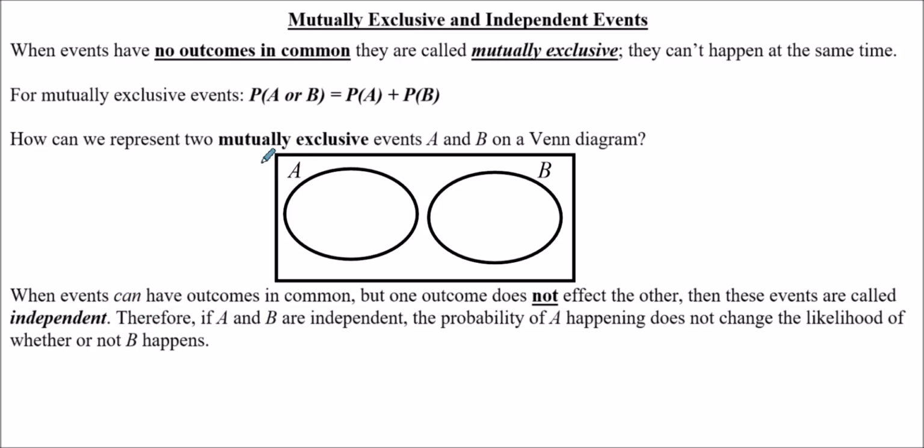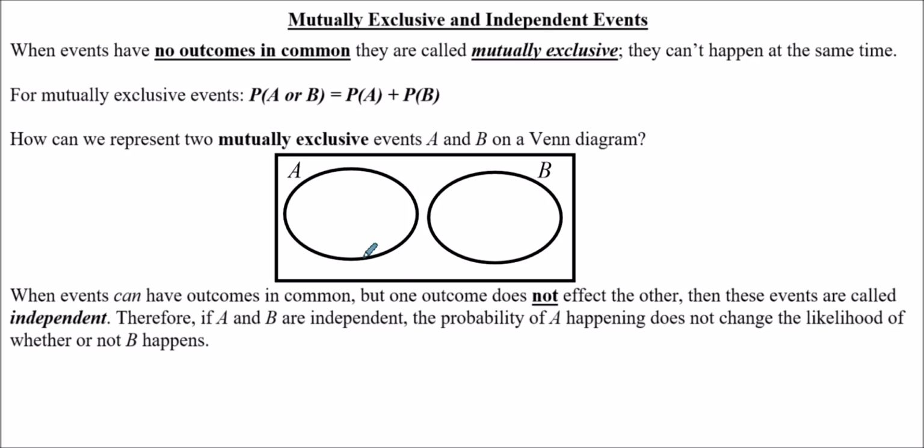Now, separate to mutually exclusive, this is a different concept I'm talking about now. When events can have outcomes in common, but one outcome does not affect the other, then these events are called independent. So if A and B are independent, the probability of A happening does not change the likelihood of whether or not B happens. For example, rolling a dice and flipping a coin. You could have heads and a 6 happening at the same time, but if you flip a head on a coin, that's going to have no bearing on whether you rolled a 6 or not. So one doesn't affect the other, but you can have a heads being flipped and a 6 rolled on the dice at the same time.